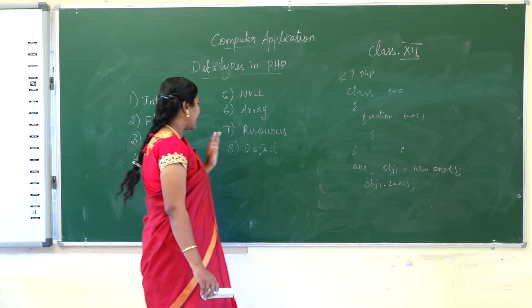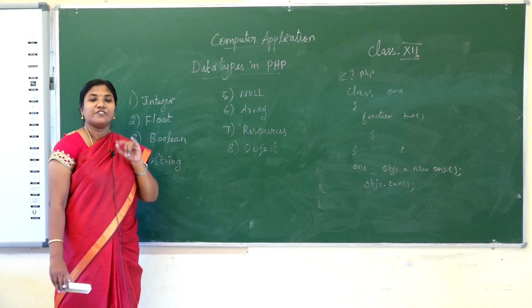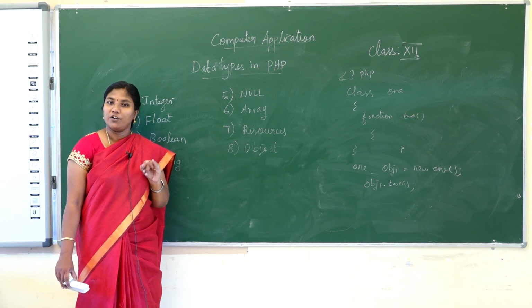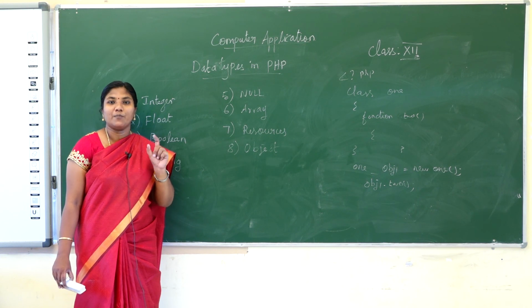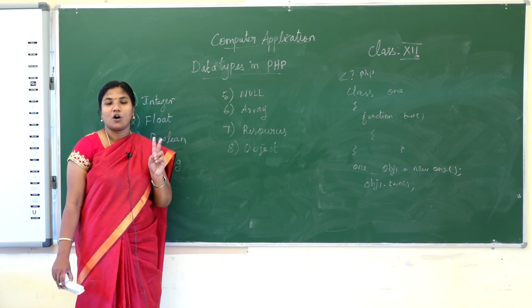Okay? So I think you are clear about the 8 types of data types available in PHP. The first one, integer, is used for whole numbers. The second one, float, is used for decimal point values. The third one is Boolean. It has only 2 values, true or false.